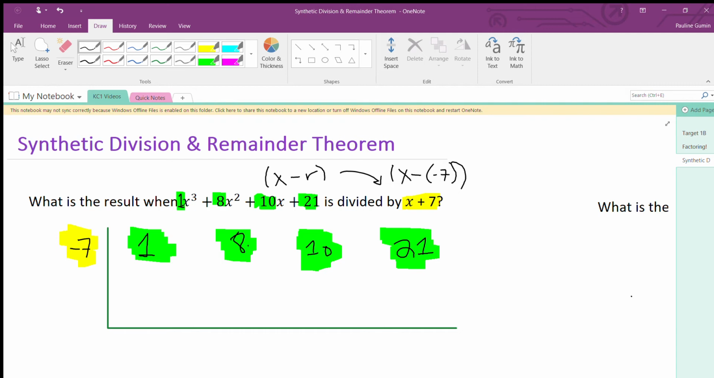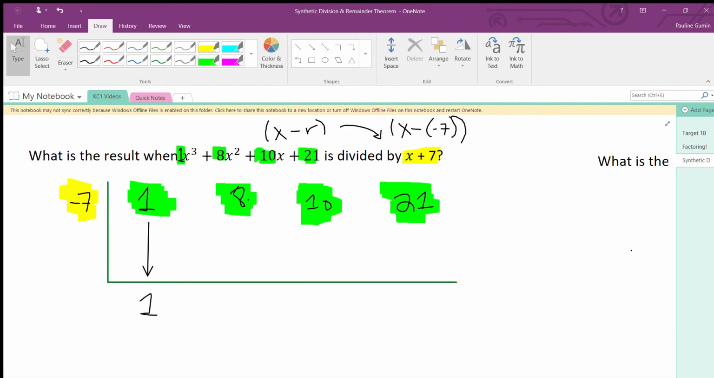Okay, so we have officially set up our problem. So in front of you, you see that -7, which is the opposite of what we're dividing by. And then we have all the coefficients and the constant of our polynomial. The very first step is my favorite. We take the first number and we just drop it down. No matter what that number is. It could have been 752. It would still go down.